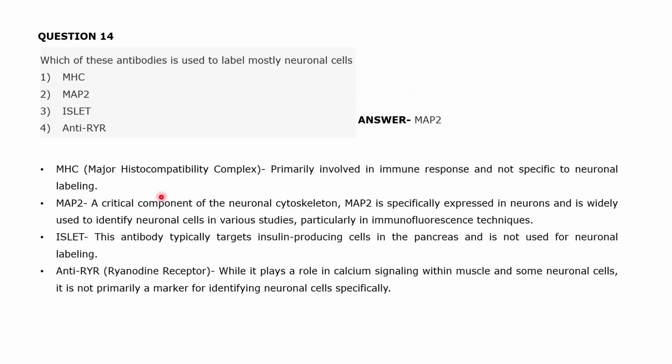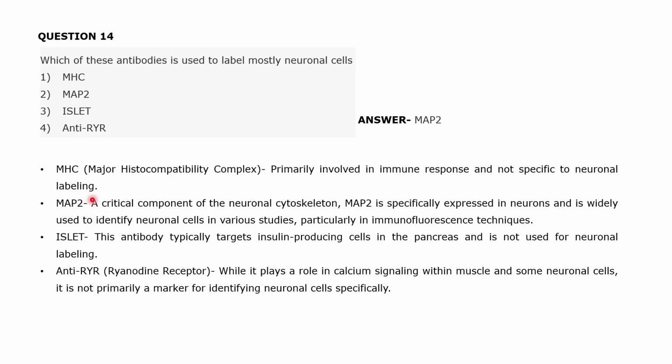Basically, MAP2. If you give a definition of all this, MHC, you know that it is also called major histocompatibility complex, right? Basically, immunoglobulins have this particular type of MHC complex there. So it is involved in immune response and not specifically present in neuronal cells. So it cannot be used for neuronal labeling and all.